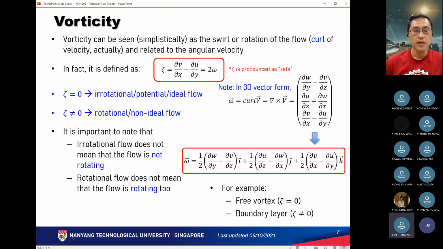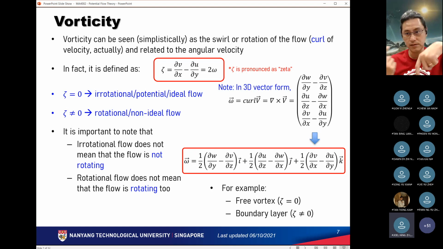Now, which brings us to this term known as vorticity. Vorticity has got a symbol. It's represented by a symbol called zeta. It's written this way. You should start to practice how to write it. Zeta. Now, what is vorticity? For your level at this point, I think it's sufficient to see vorticity as the swirl or rotation of the flow.